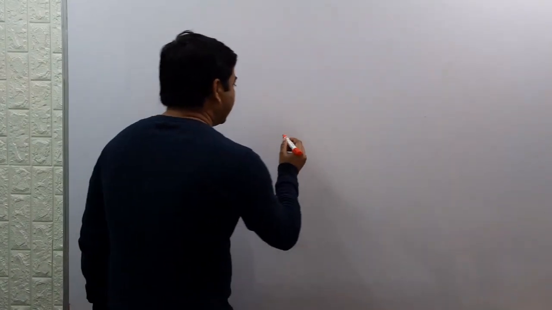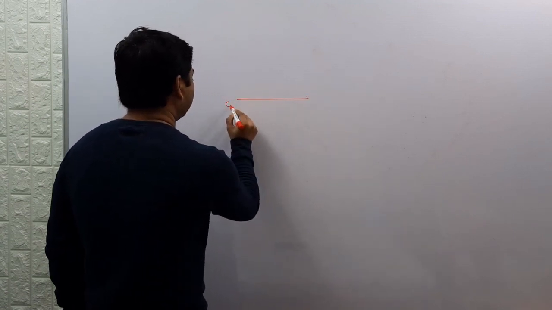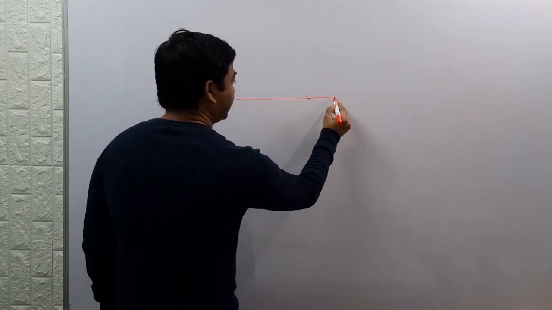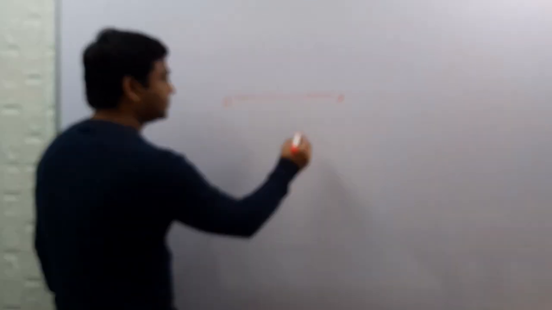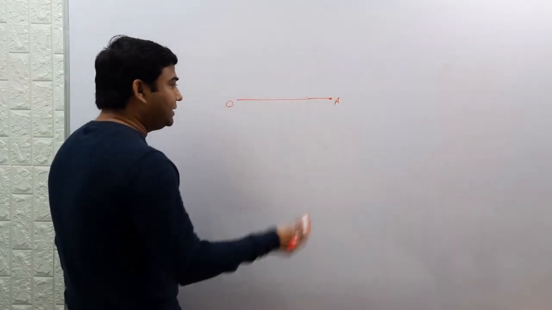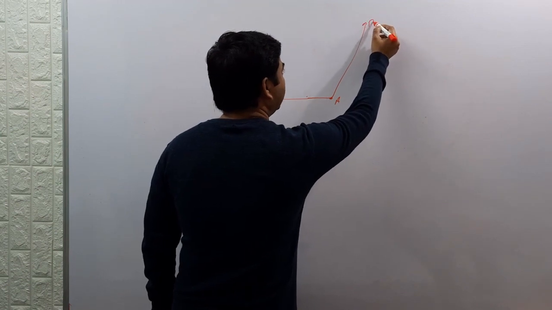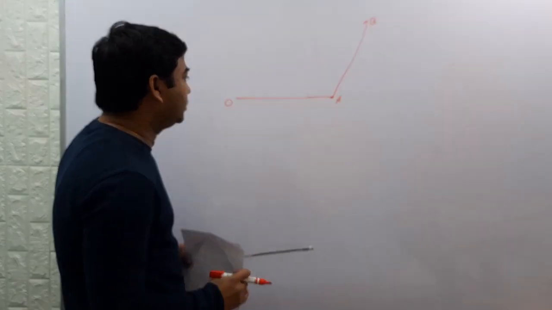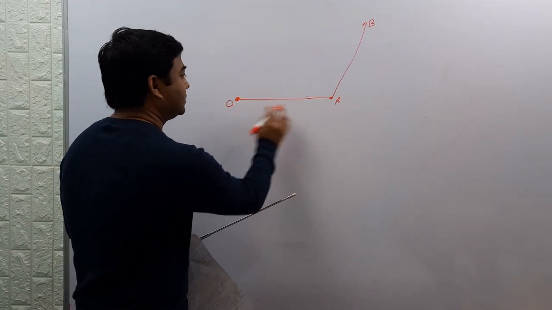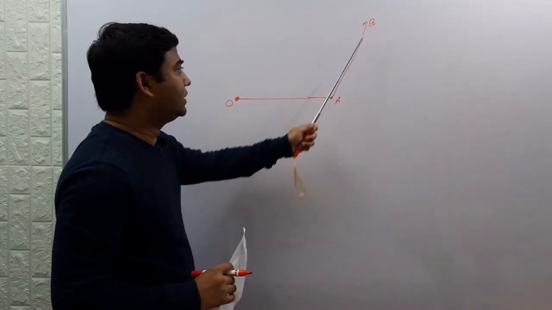So let us take an example of displacement. Let there be a point O. A person moves from point O to point A. Then that person moves from point A to point B. So in the first case his displacement from O was OA. In the second case his displacement from A was AB.